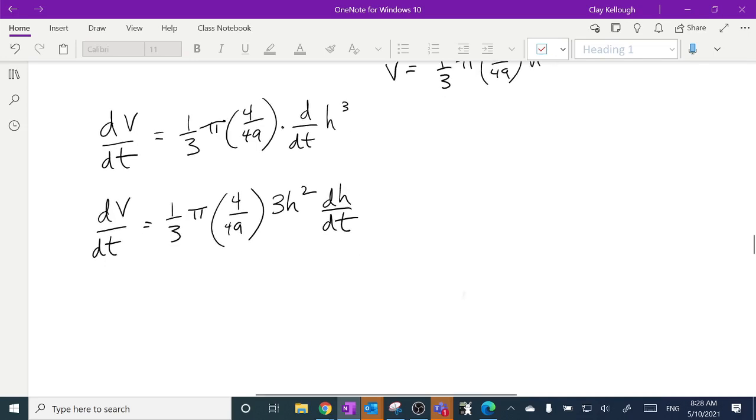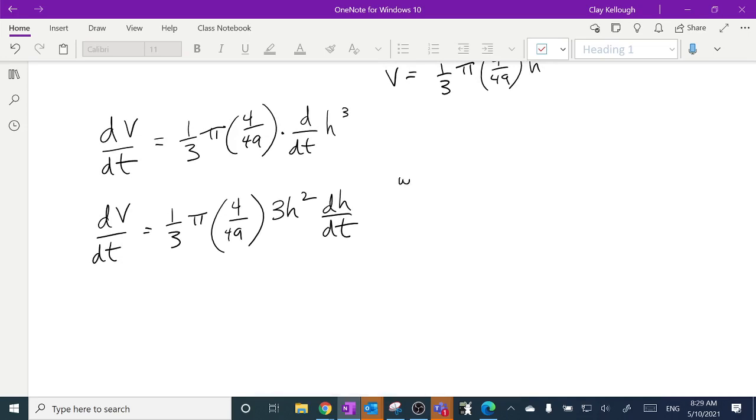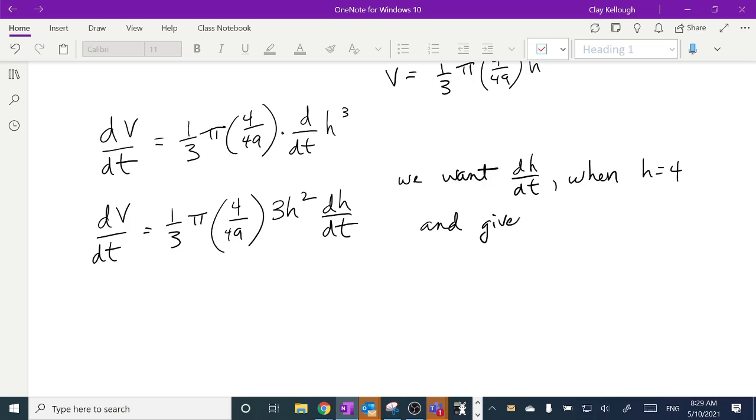All right, and at this point, go back to our givens. We want dh by dt, right? That's what we need to solve this for. But we know that we're looking for that change in rate when the height is 4. And we also know that unlike the height, which is changing at every instant, this rate's constant, right? You're dumping the water in at a constant rate. So dV by dt is, for the entire problem, 5.